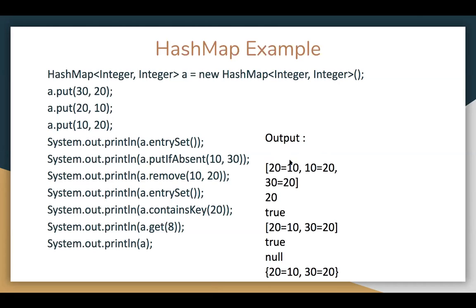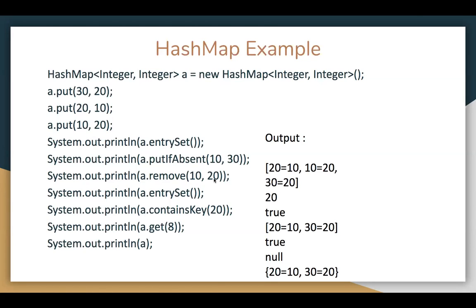But notice here that we already have a key that's already 10. So it's not absent. And so what it does is it prints out what the value is for that key already. So that would print out 20, since 10 is mapped to 20.